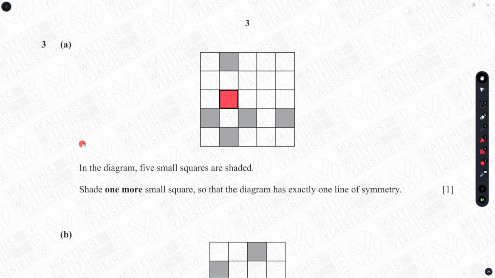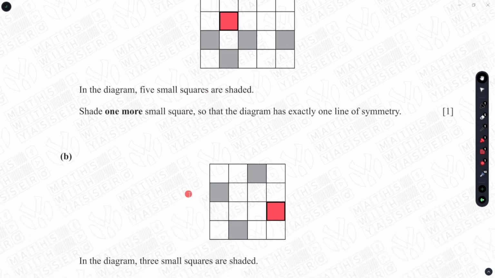Question number 3. In the diagram, 5 small squares are shaded. Shade one more small square so that the diagram has exactly one line of symmetry. In order to have one line of symmetry, we need to shade this specific square. By doing that, we will have the line of symmetry through this. There will be a line of symmetry along this diagonal.